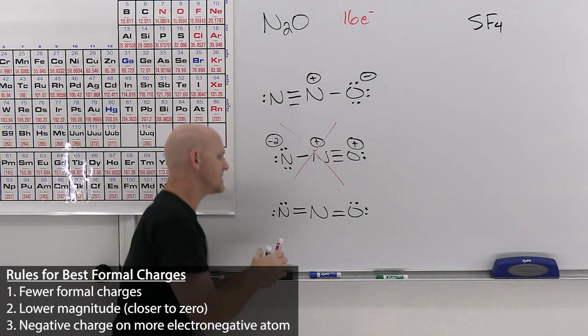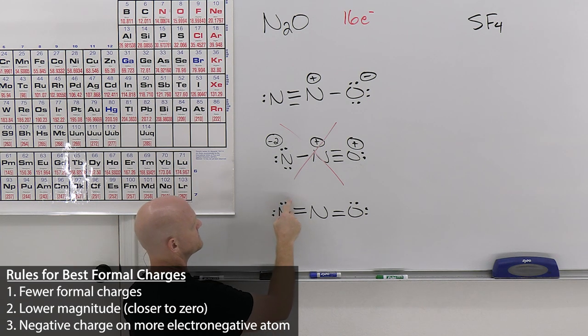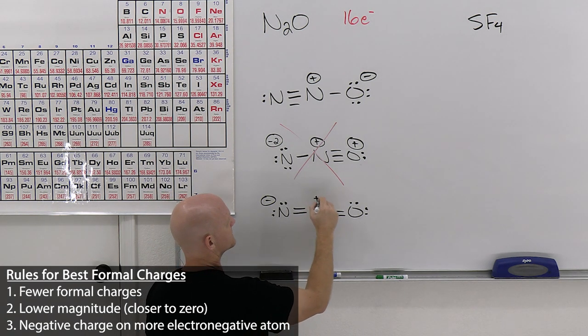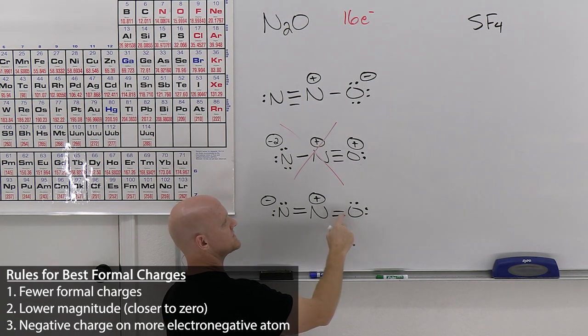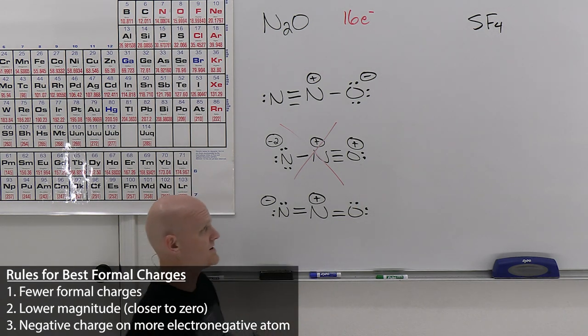And if we go assign formal charges to this bottom one now, that again, symmetrically just looks so good. Nitrogen's normally got 5 valence electrons, minus 1, 2, 3, 4, 5, 6. 5 minus 6 is negative 1. For the central nitrogen here, 5 again, minus 1, 2, 3, 4 is plus 1. And then oxygen's normal number of valence electrons is 6. 6 minus 1, 2, 3, 4, 5, 6 is 0.